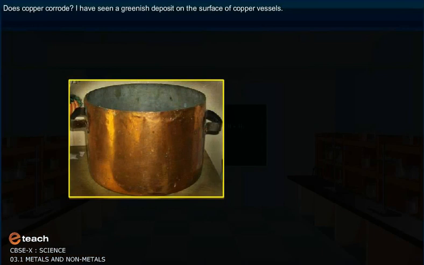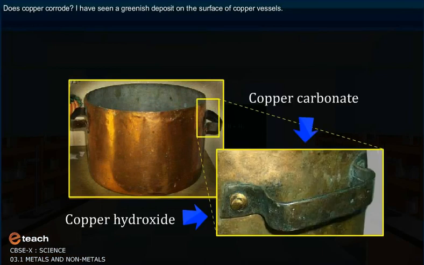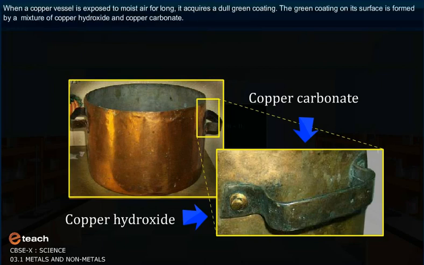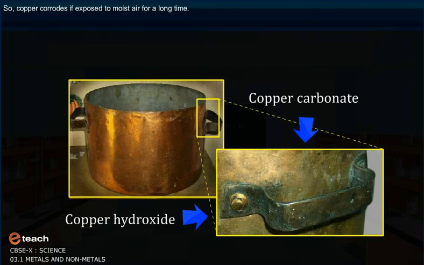Does copper wire also get rusted? I have seen a greenish deposit on the surface of copper vessels. When a copper vessel is exposed to moist air for a long time, it acquires a dull green coating. The green material, a mixture of copper hydroxide and copper carbonate, is formed on its surface. So copper can rust if exposed to moist air for a long time.